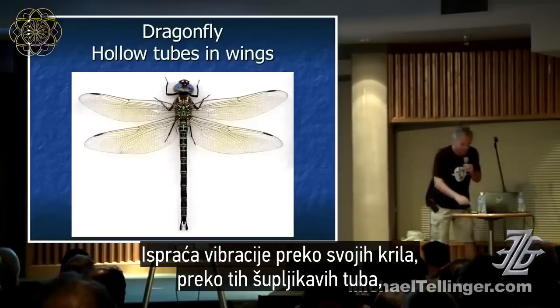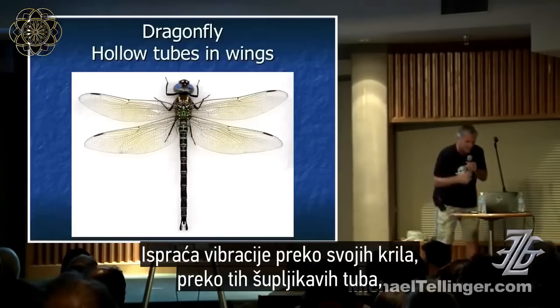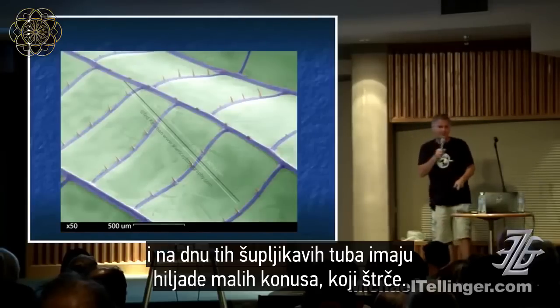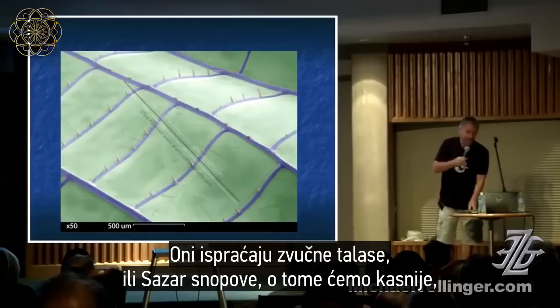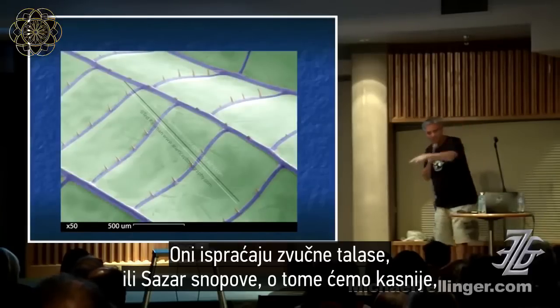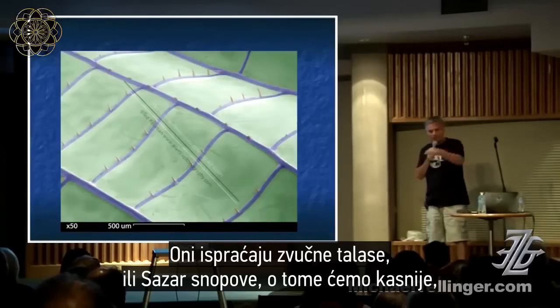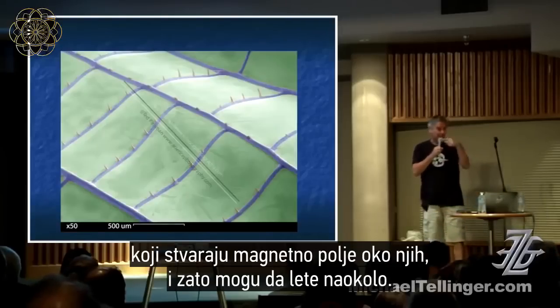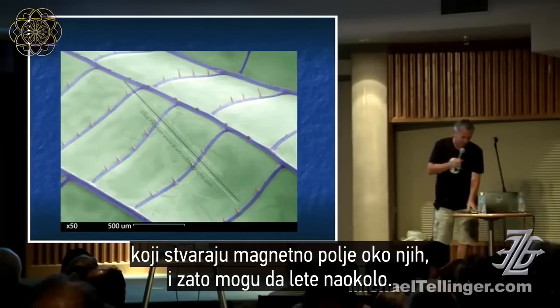It sends vibrations through their wings and through those hollow tubes, and at the bottom of those hollow tubes they've got thousands of tiny cones that stick out, that send out these sound waves, or SASER beams, we're going to get to that, and create magnetic fields around them, and this is why they can buzz around.